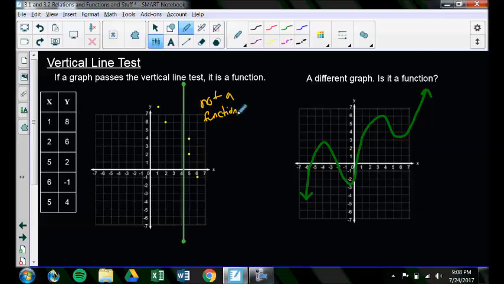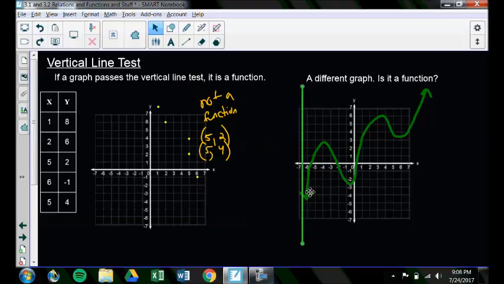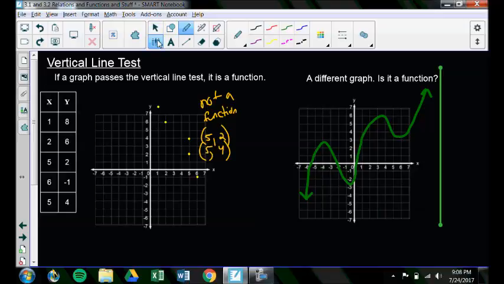Because 5 is going to 2, and 5 is going to 4. 5 can't go to 2 different things and still be a function. It can be a relation, not a function. Way over here, there's no point where the vertical line hits the graph more than once. Here it looks like maybe it does, but pretend it's just, even here it's barely going to the left, but it is. So yes, this is a function. This is passing the vertical line test.